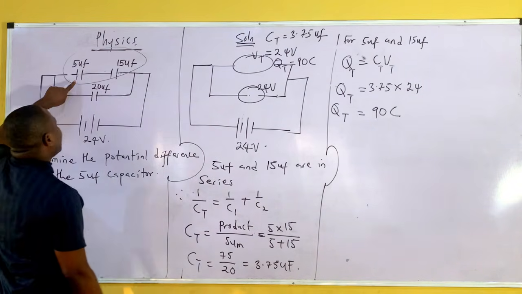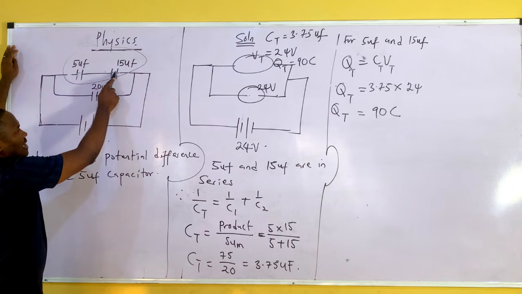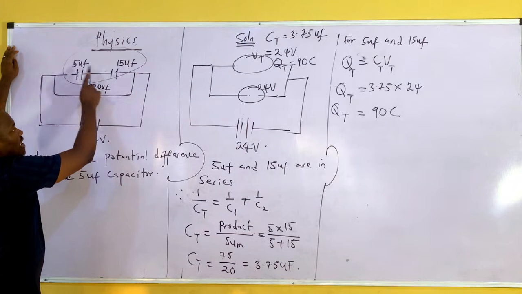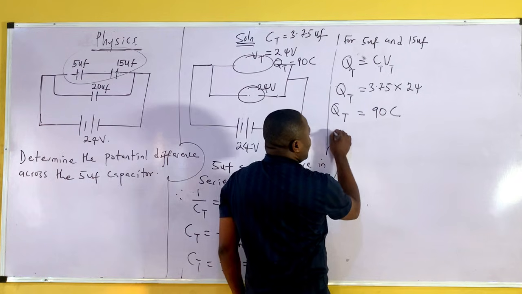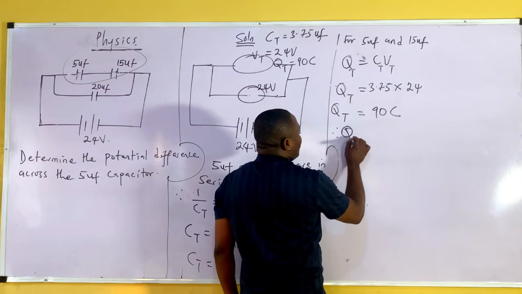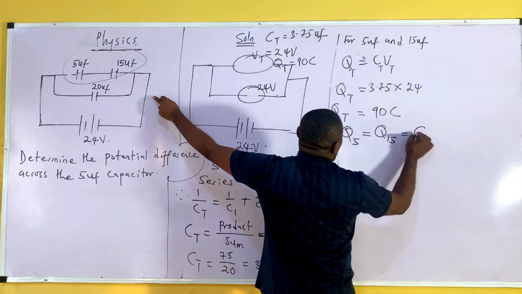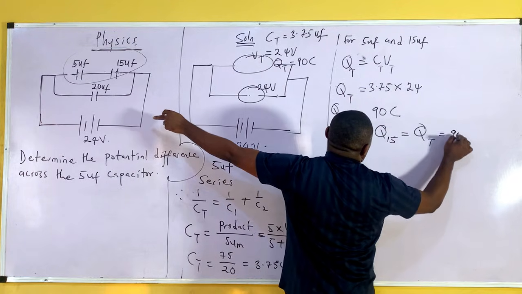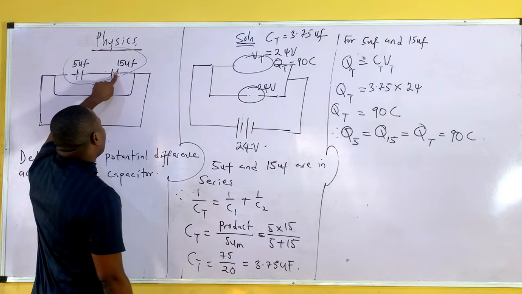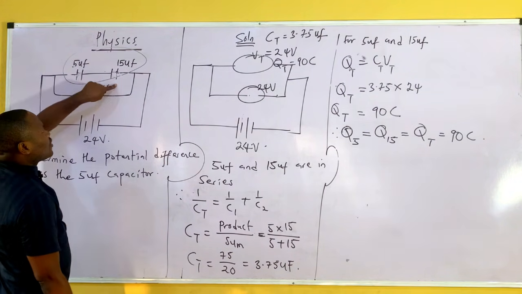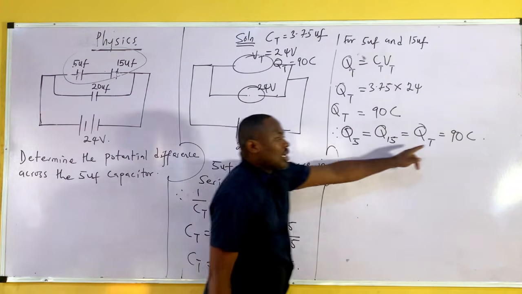Now remember that their total charge is 90 coulombs and the same charge that is here is the same charge that is here. So they have the same charge but different voltage. So Q5 equals Q15 equals Q total equals 90 coulombs. This shows that they have the same charge. So that's why I said the charge in 5 is equal to the charge in 15 is equal to the total charge. And what is the total charge? 90 coulombs.